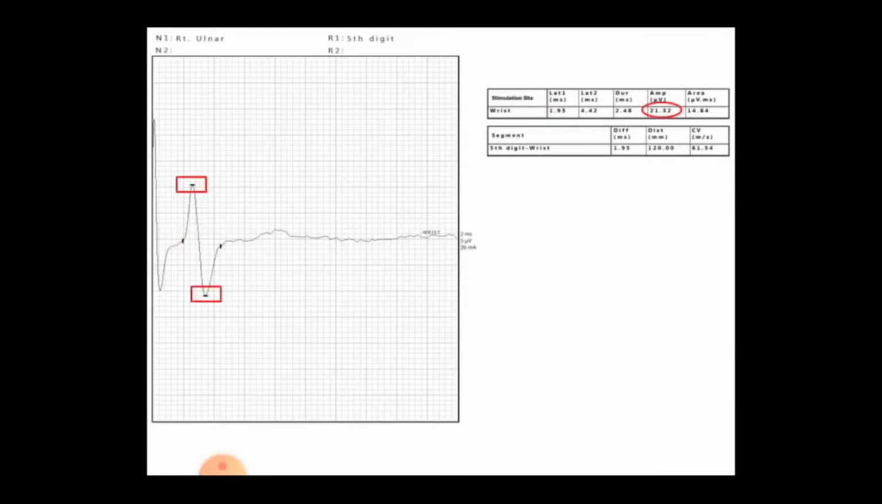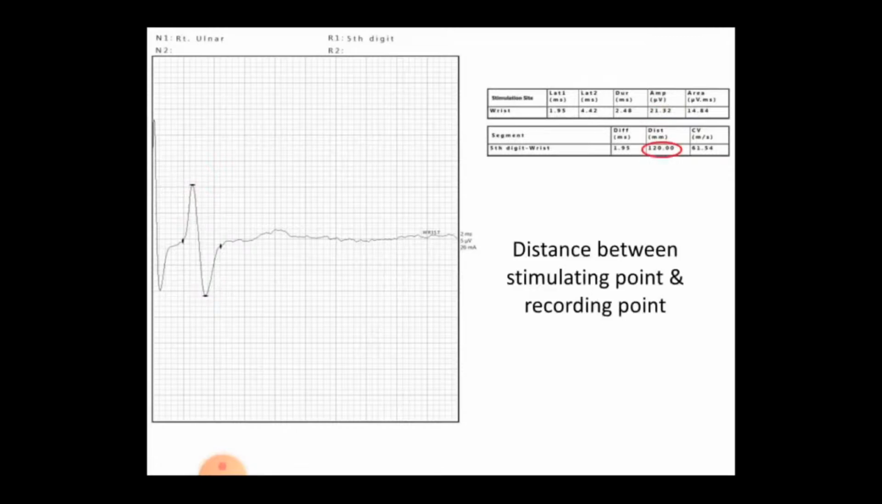Now the amplitude is the vertical distance between two horizontal markers, so it is 21.32 microvolts. Generally for motor nerve conduction, amplitude comes in millivolts, and for sensory it comes in microvolts. Now the distance between the stimulating and recording point for the sensory nerve conduction study. For motor nerve conduction, it is the distance between two stimulating points, whereas for sensory it is the distance between the stimulating and recording point. So here it is 120 millimeters or 12 centimeters.